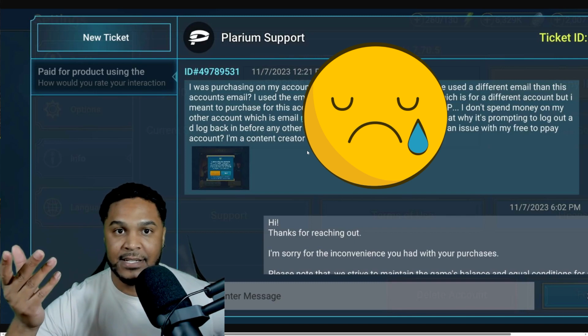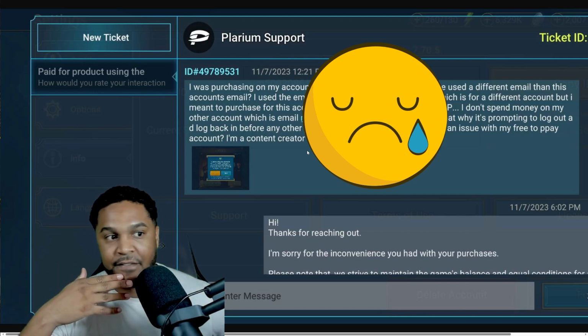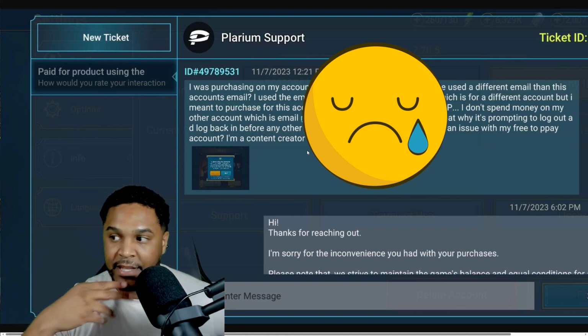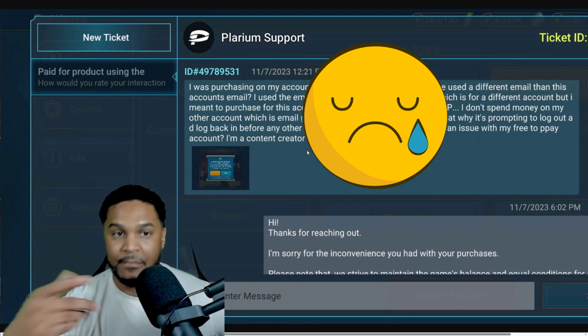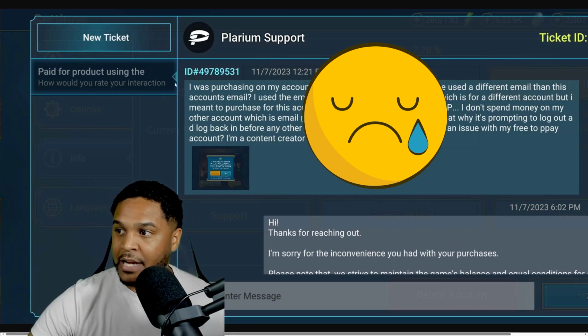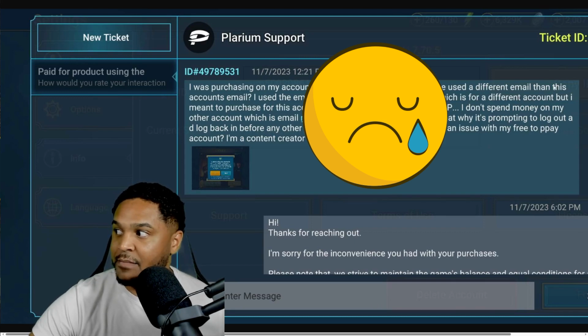And I guess this is a PSA for all those out there, just to make people aware that this can happen too, and make you look like you're a pay to win player even though you're not. So I just messaged, I said, hey, I was purchasing on my account, Erroneous Pay to Play. I think I might have used a different email than this account email. I used the email, and this is my email, which is for a different account, but meant to purchase for this account I'm playing, which is Erroneous Pay to Play.